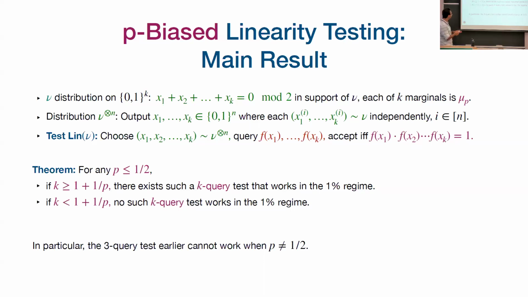So I'll just again state the theorem. We say that if k is at least 1 plus 1 over p, then such a k query test works. And if k is strictly less than this, then no such k query test can work in the 1% regime. And in particular, the 3 query test that I said earlier cannot work when p is not equal to half.